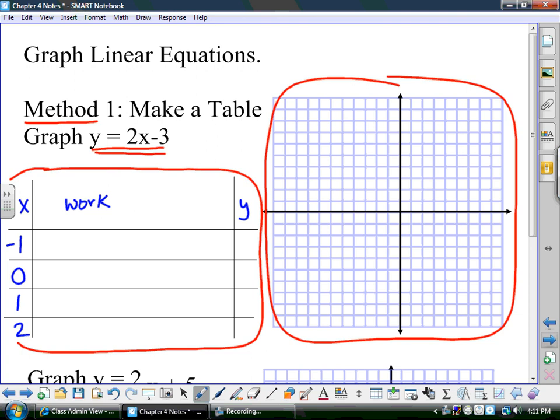So if x is negative 1, y would equal 2 times negative 1 minus 3. So that's negative 2 minus 3, or negative 5. The point negative 1, negative 5 is on the graph. So we'll put a dot there at negative 1, negative 5. Right there.